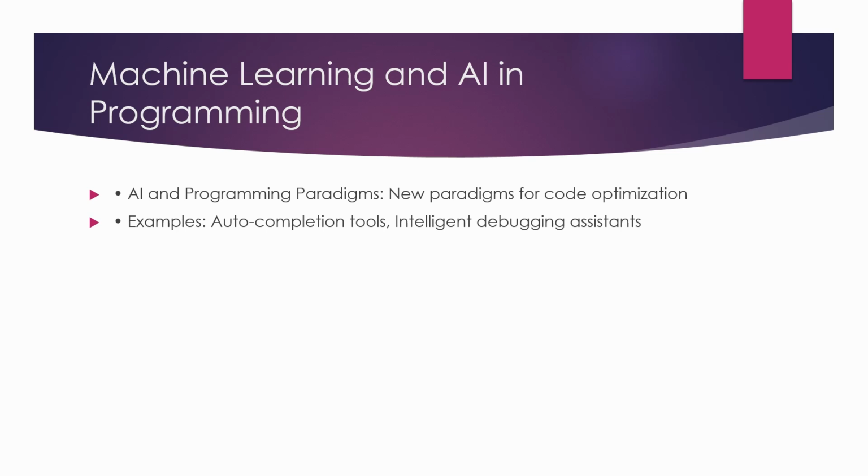Machine learning and AI are transforming the way we write and optimize code. Tools like auto-completion, intelligent debugging assistance, and code generation are powered by machine learning. These tools make developers more efficient, and in the future we may see even more sophisticated AI-driven programming environments.